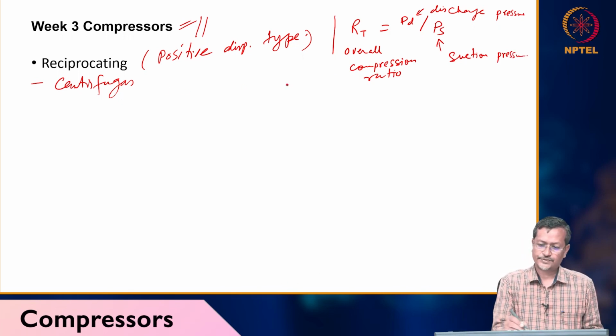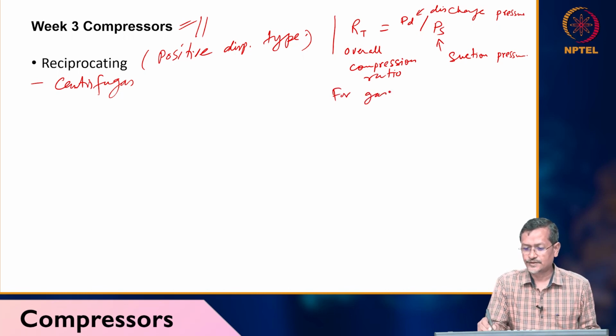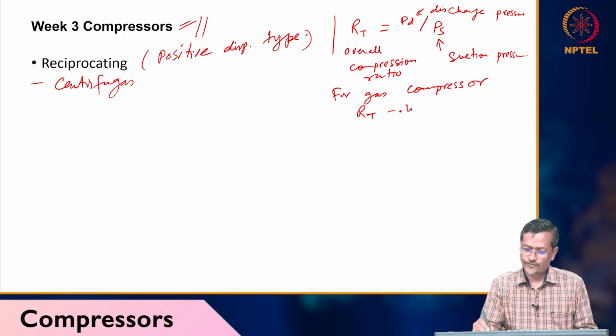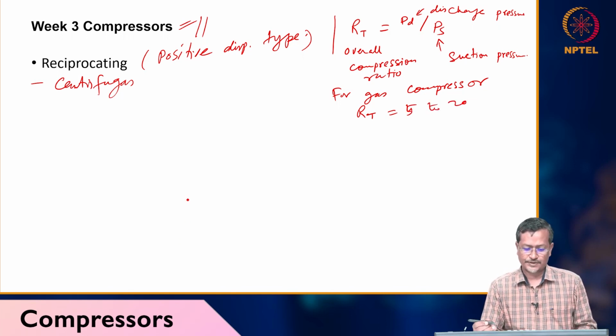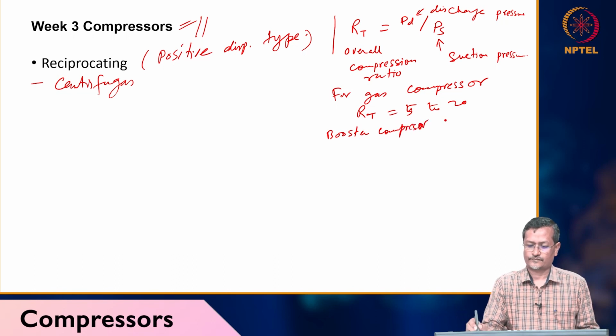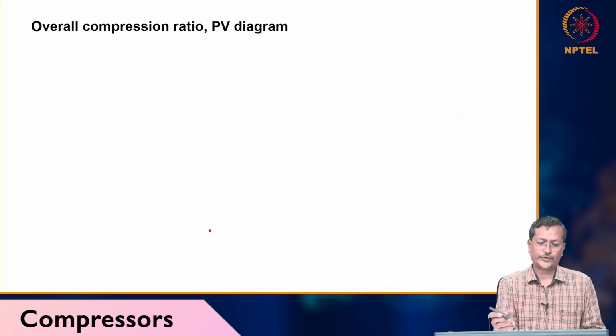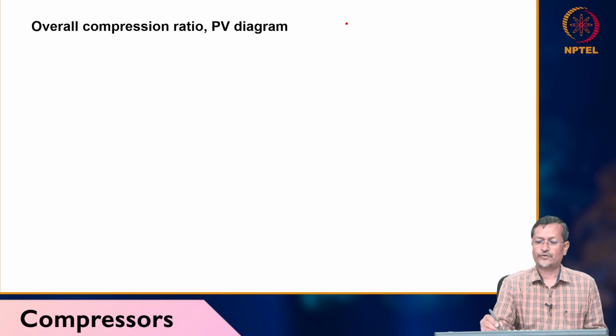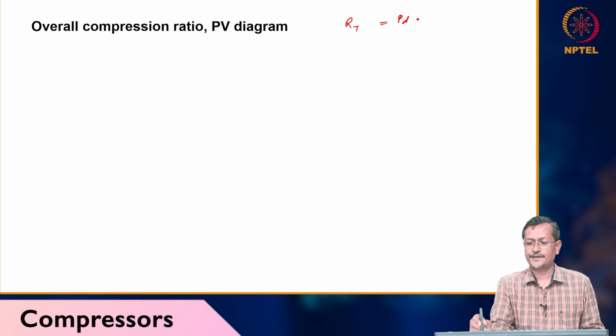So for a gas compressor, RT will be about 5 to 20. Okay. For a booster compressor, to increase pressure, it is 2 to 5. Okay, this is the RT value. So we have seen already the overall compression ratio RT equals PD by PS.